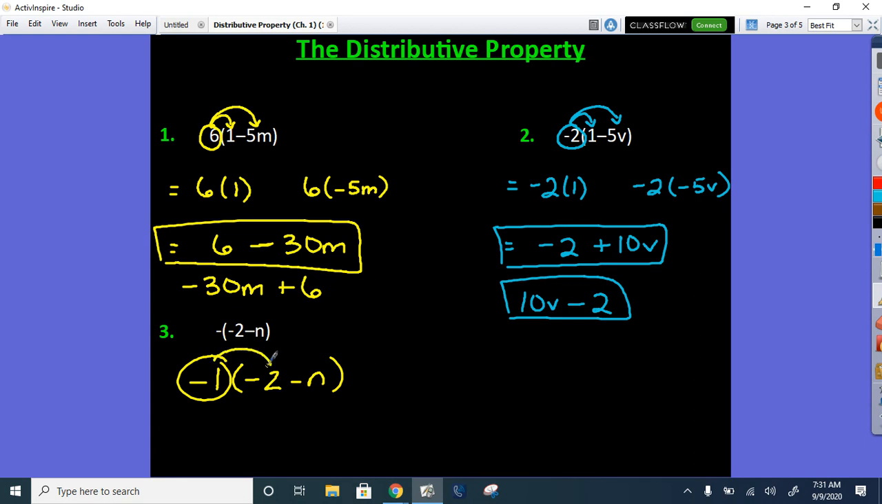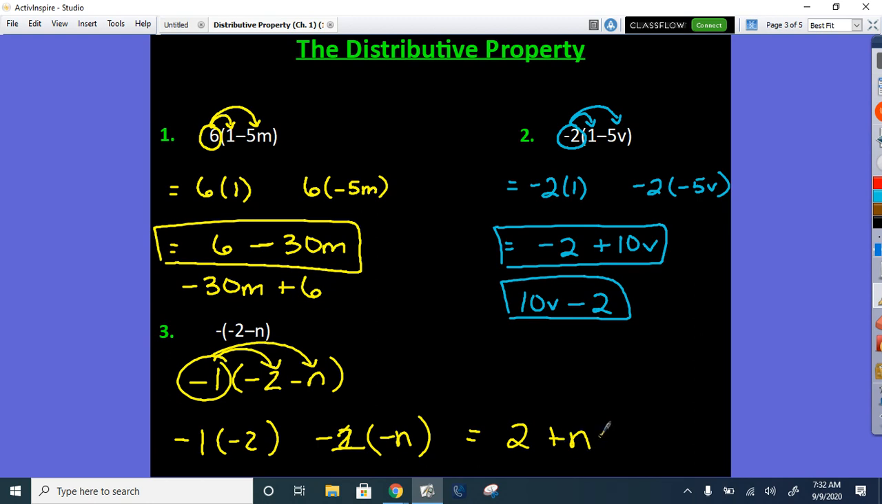Negative 1 times negative 2. Negative 1 times this negative n. Oops, that's a 1. And then I just execute. Negative 1 times negative 2. Well, the nice thing here, that makes it a positive 2. Negative 1 times negative n, all that does is change it to a positive n. So I have the solution 2 plus n.